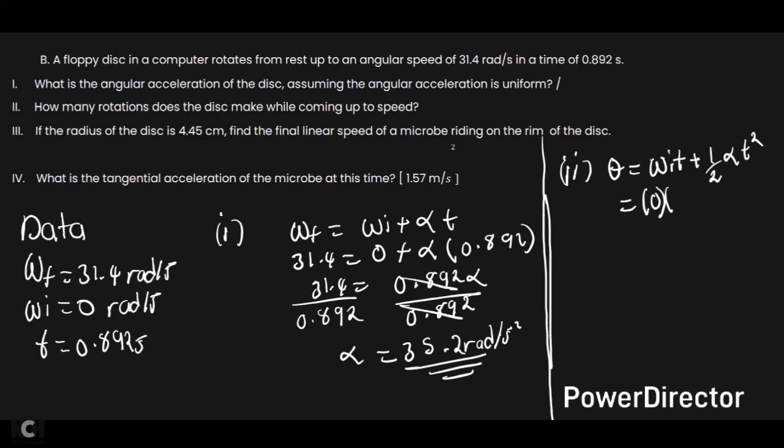What's the time? The time is 0.892, plus 1/2. What's the alpha? It's 35.2. Then what's the time? Just the same one, then you square it, which is just okay. Let me just create some more space.